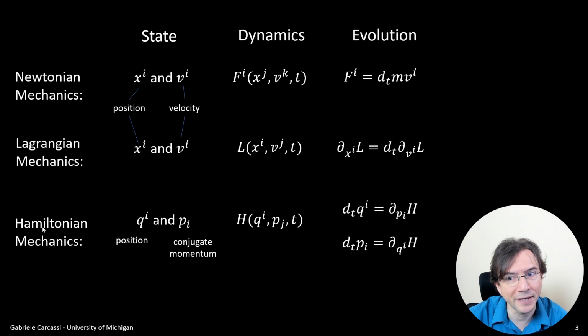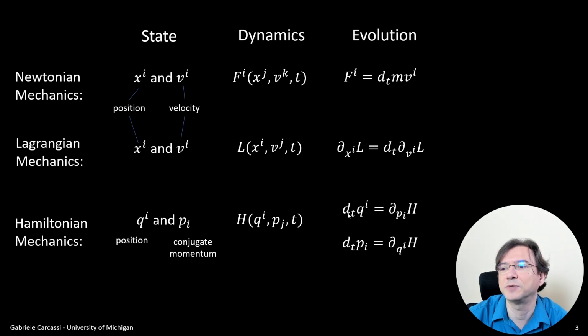In Hamiltonian mechanics, instead, the state is given by position and conjugate momentum. Momentum is a dynamic quantity, so the state of the Hamiltonian system is already both a kinematic and a dynamic quantity. And the dynamics is given by a Hamiltonian, which is a function of position, conjugate momentum, and time. And the evolution is given by Hamilton's equations.